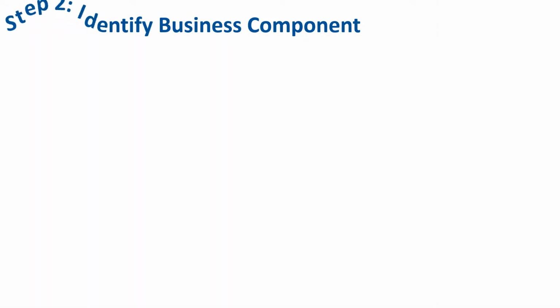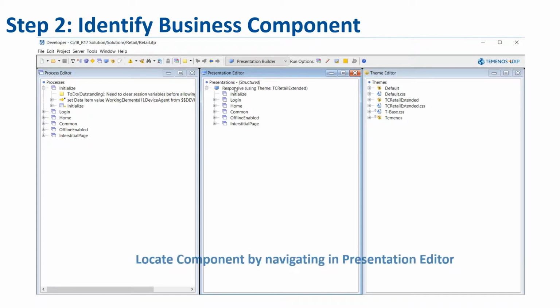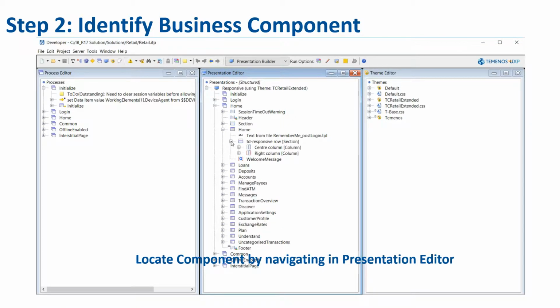Now let's determine which business component will be affected by the change. Select Presentation Editor. You need to find where in the presentation, where in the actual Internet Banking homepage, you need to insert the new field. Find within the Presentation Editor where exactly the Your Accounts card is located. So expand Responsive Presentation, expand Home Process, expand Home Phase, expand TD Responsive Row, expand Center Column.